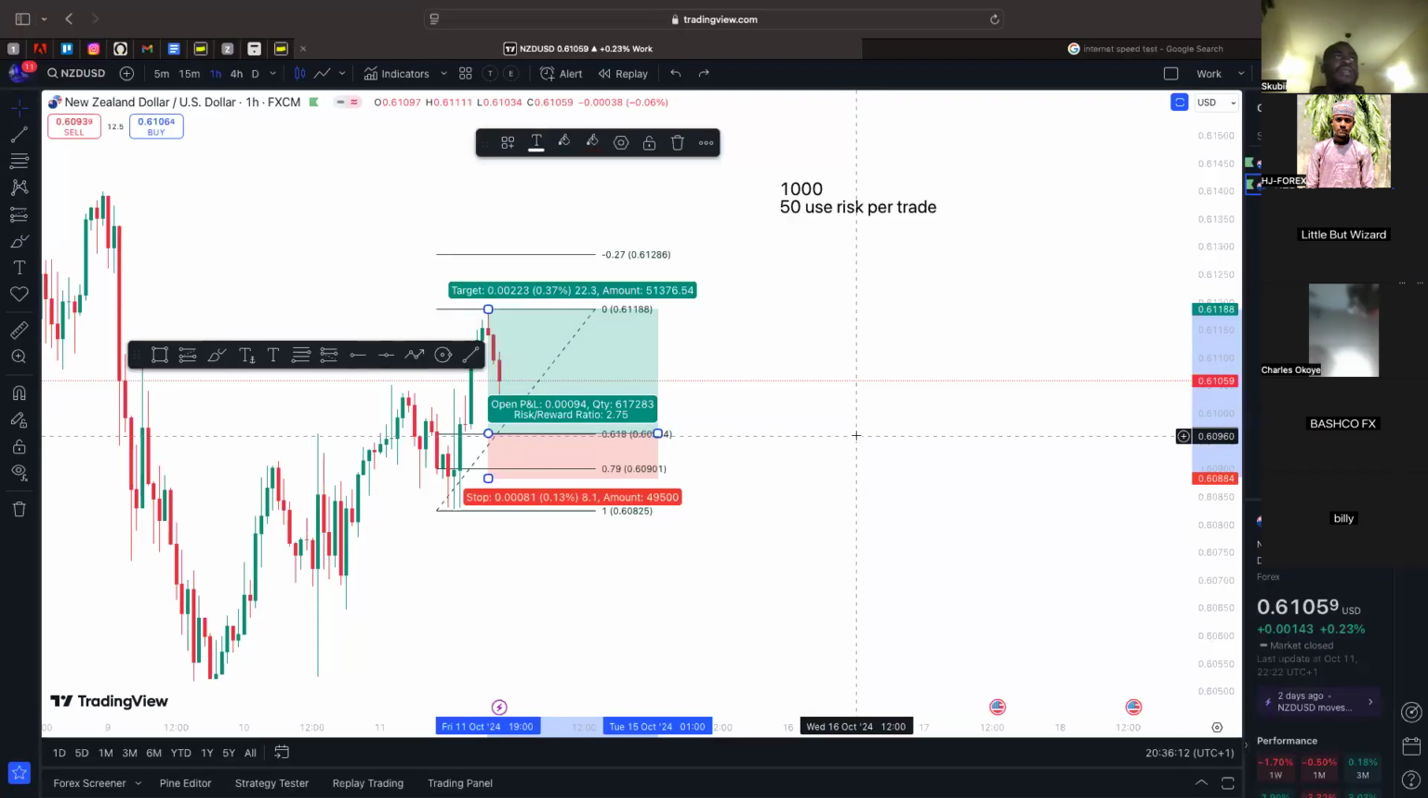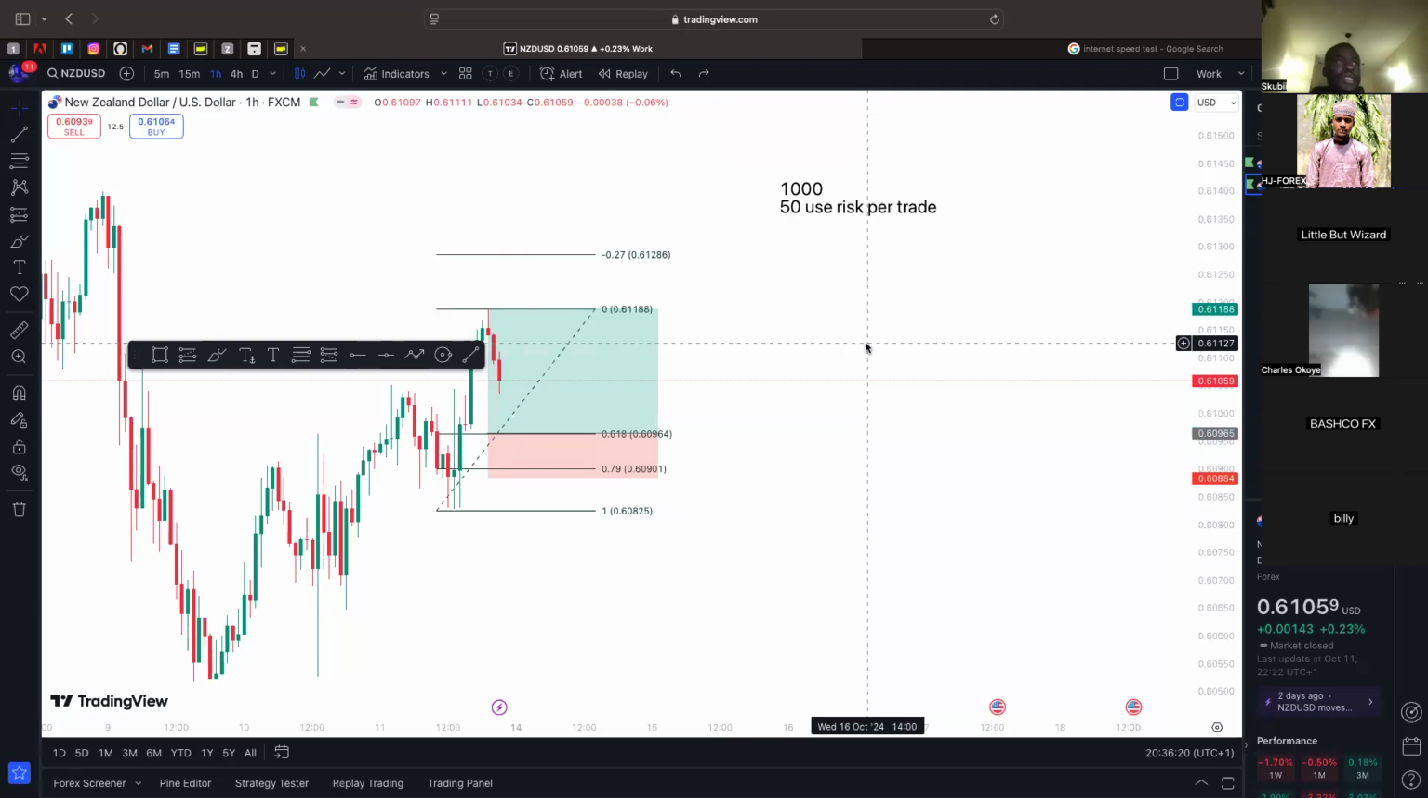Do you guys understand? Yes, sir. Yes, yes. So this is how you keep a uniform risk. Do you understand? You see that it's not just one thing, it's a couple of things put together.